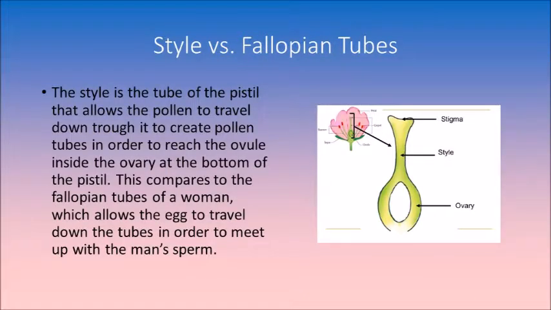Style versus fallopian tubes. The style is the tube of the pistil that allows the pollen to travel down through it to create pollen tubes in order to reach the ovule inside the ovary at the bottom of the pistil. This compares to the fallopian tubes of a woman, which allow the egg to travel down the tubes in order to meet up with the man's sperm.